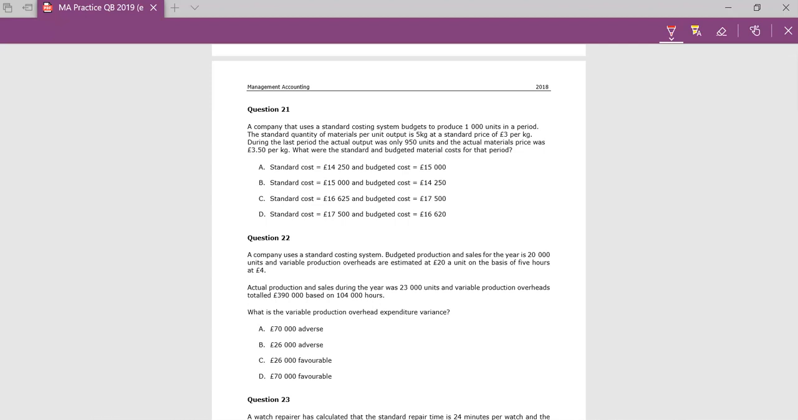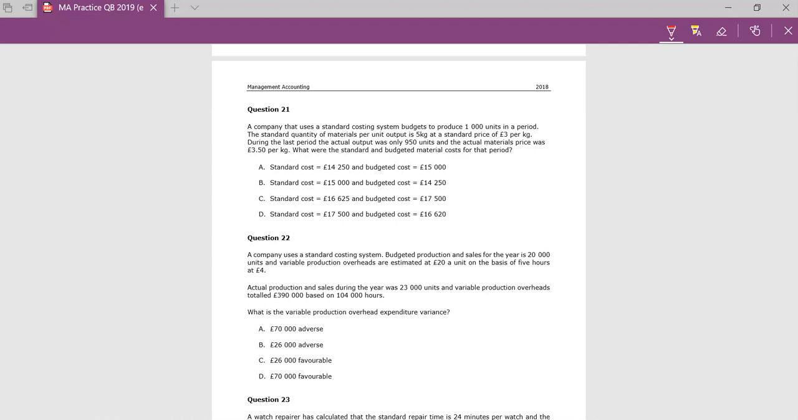Okay, question 21. I think because these are actually numerical, I might do them in batches of 5. So we're going to do question 21, so we'll go 21 to 25 and then 26 to 30, and so on. Okay, great. So 21 brings us into the realm of standard costing and general variance analysis. So let's look at the question.